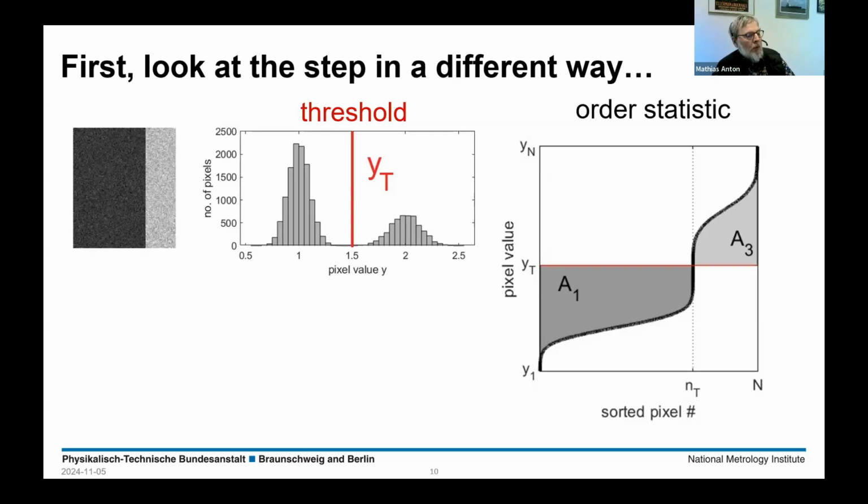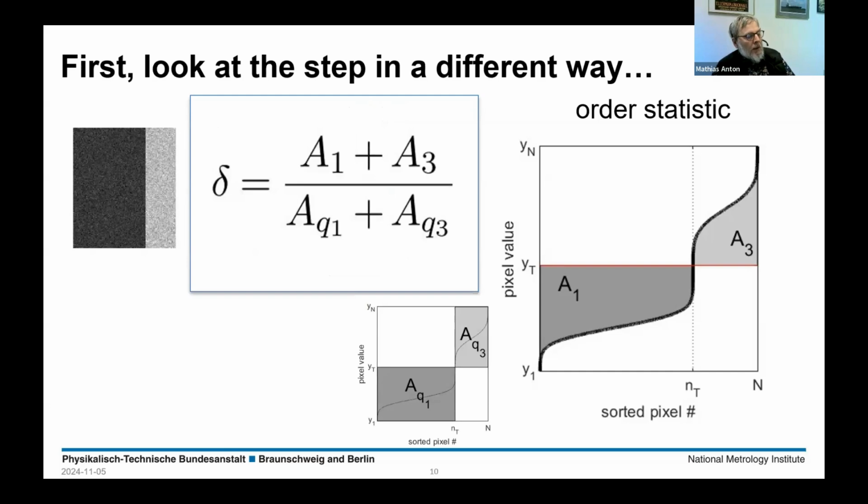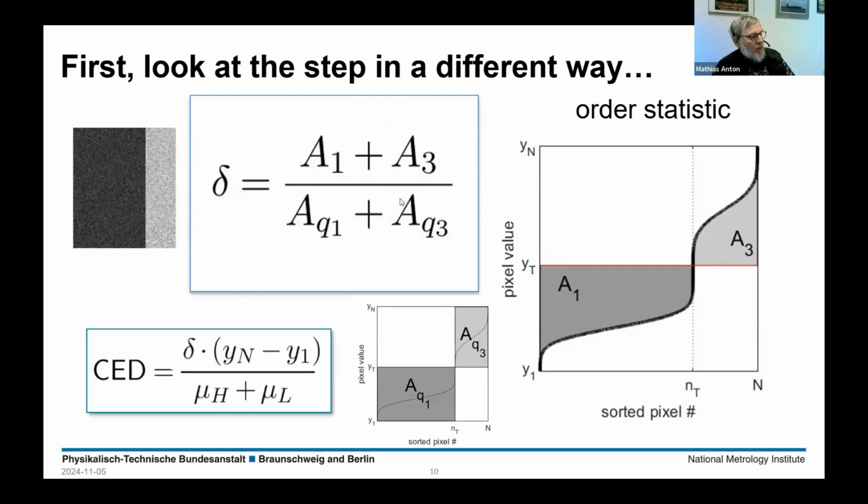If you divide the sum of those by the areas of the appropriate quadrants in the graph, then you can define a quantity we called the relative gray value distance, or delta. Again, if you multiply it by the range, the difference between the maximum and the minimum gray value, and divide it by the mean values, where μh is the mean value above the threshold and μl is the mean value of the gray values below the threshold, you can define a quantity CED, which stands for contrast equivalent distance.